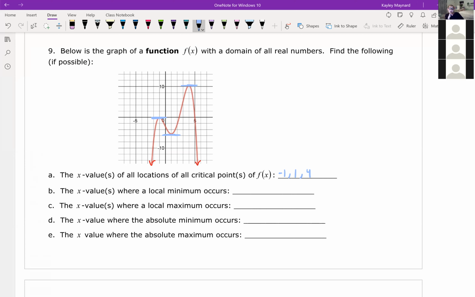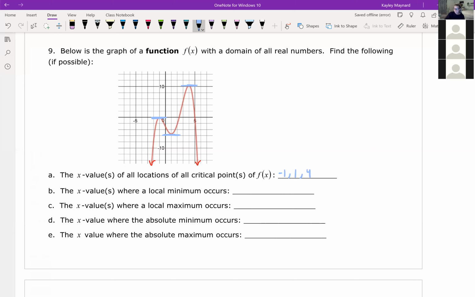And then part B wants the x values where a local minimum occurs. Okay, so critical points are your potential maxes or mins. They don't need to be maxes or mins, but they are potential ones. So for part B, where it asks you about the local minimum, look at the critical points that you just found. See if any of them are local mins or local maxes in terms of part C. So if we look at the points that we just found, -1, 1, and 4, does anyone see one that looks like it could be a local minimum?